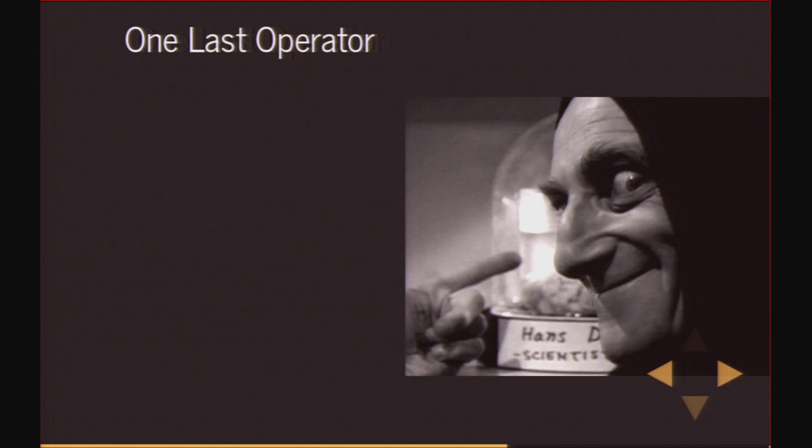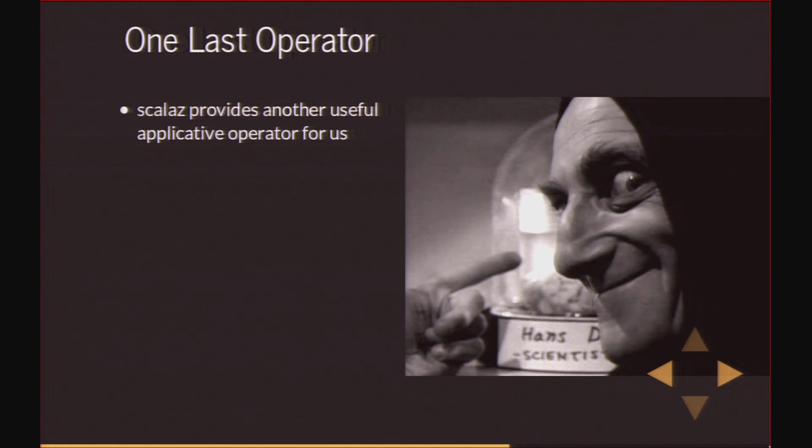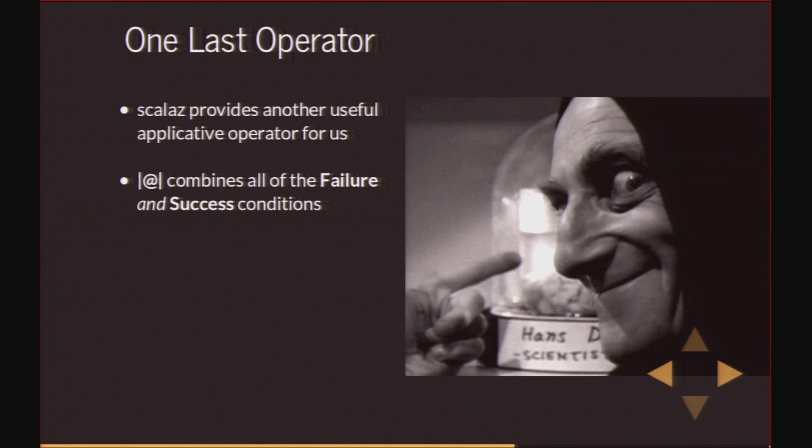So there's one last operator I want to show you. Scala Z provides one more operator that we're going to talk about, which is another one of these symbols. I know, it's really helpful. At the end, we're going to talk about what to call this, which is, I'll give you information on what to call this. But think of this as pipe at pipe.